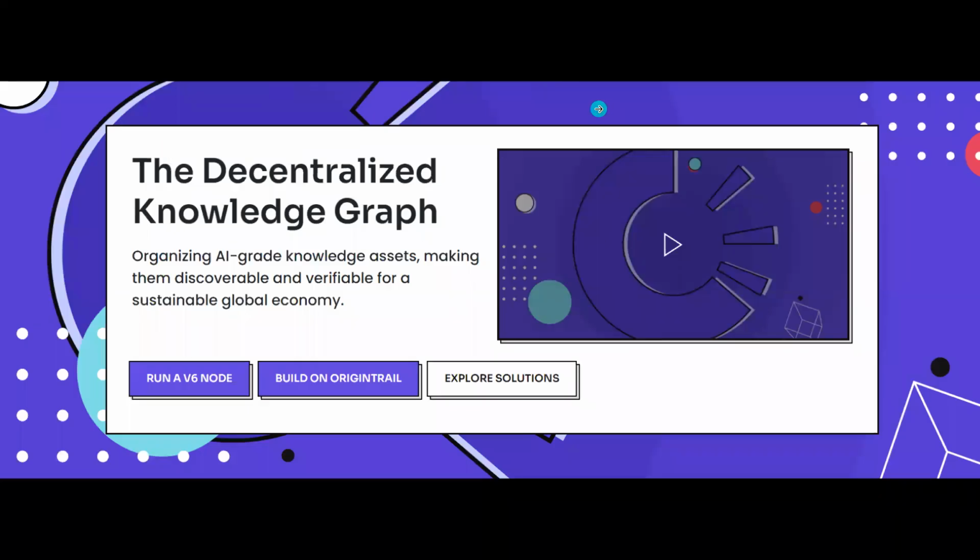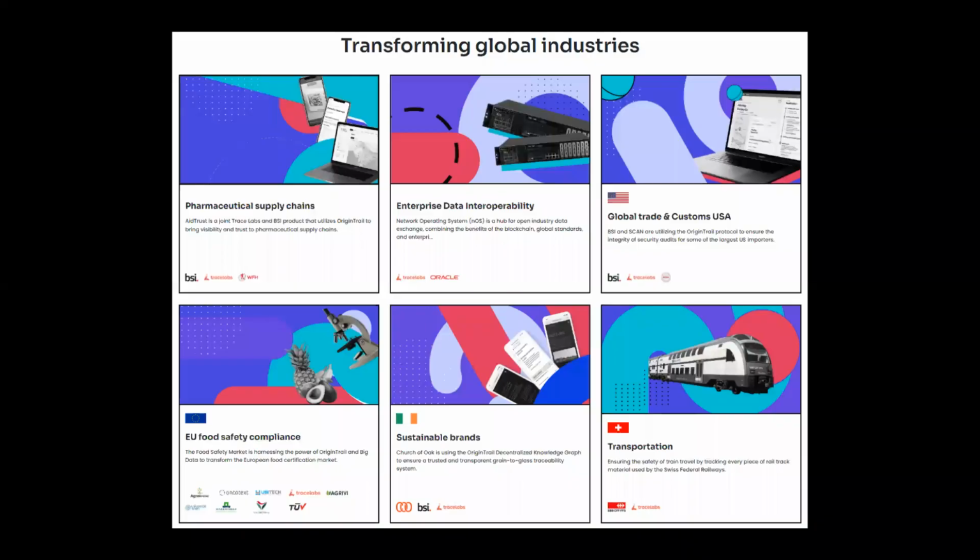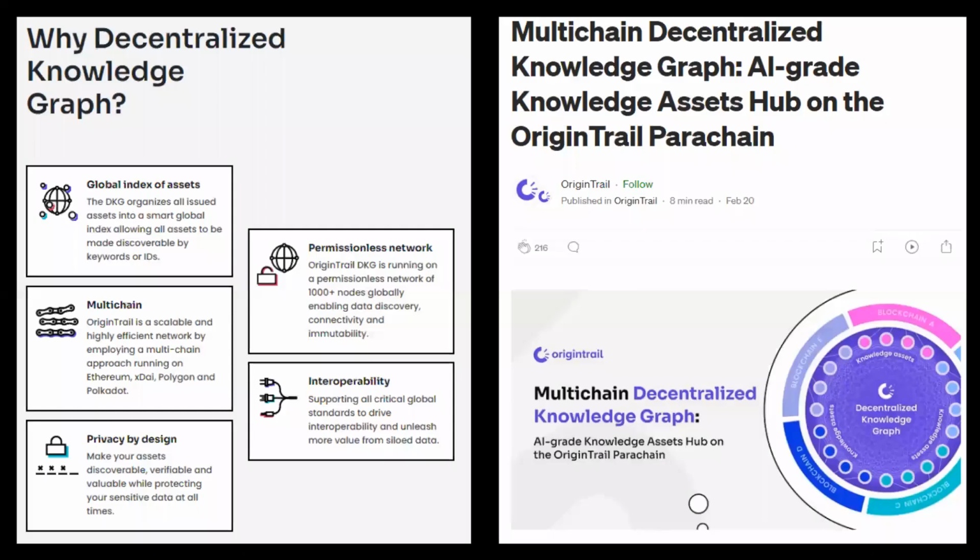Now, let's get into some of the tech behind it. Okay. We have the decentralized knowledge graph, and it's organizing AI grade knowledge assets, making them discoverable and verifiable for a sustainable global economy. And it's transforming global industries, whether it's pharmaceutical supply chains, enterprise data interoperability, global trade and customs in the USA, transportation, sustainable brands, and EU food safety compliance.